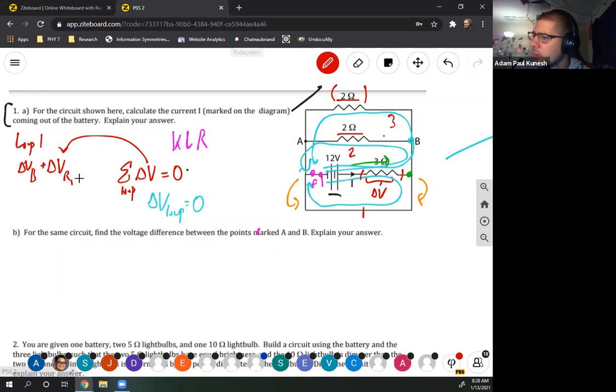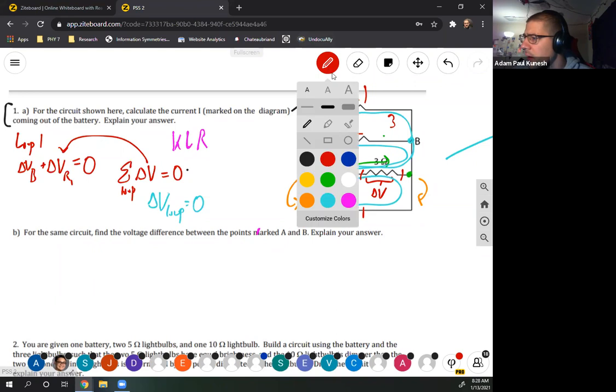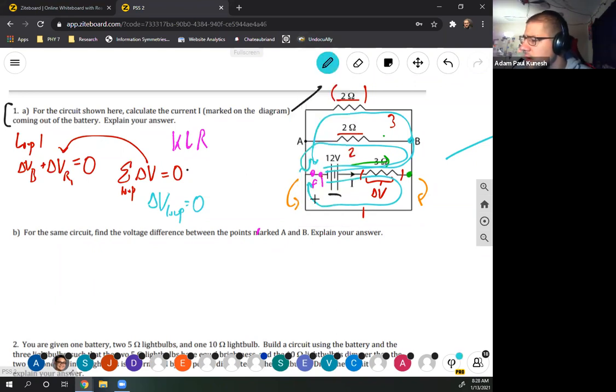Okay. So delta V battery plus delta V resistor 1 equals 0. In terms of our equations, the change in voltage across the battery as I flow from the tail to the head, or from the left side of the battery to the right side, is 12 volts, which means that the change in voltage across the resistor must be negative 12 volts. So delta V resistor 1 equals minus 12 volts. Sweet. The change in voltage across resistor 1 is minus 12 volts.